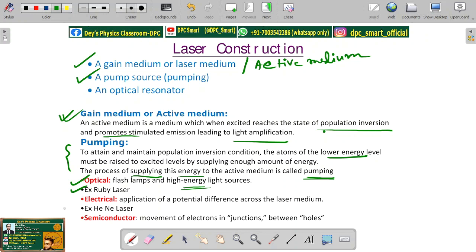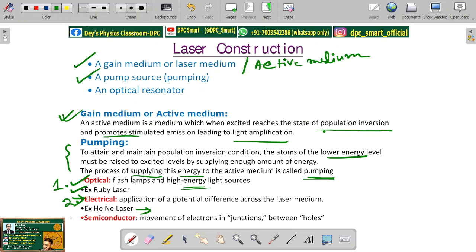The second type of pumping is called electrical pumping. Electrical pumping means we have to apply a potential difference across the lasing medium. Then the pumping process is called electrical pumping. For example, the helium neon laser. The mechanism of the helium neon laser I will discuss in the next video.